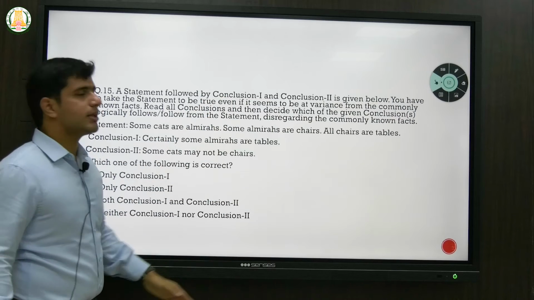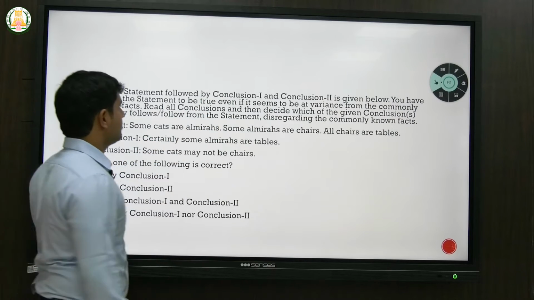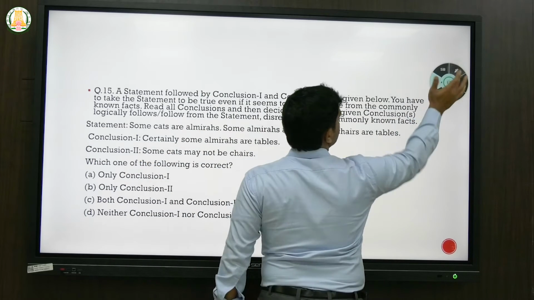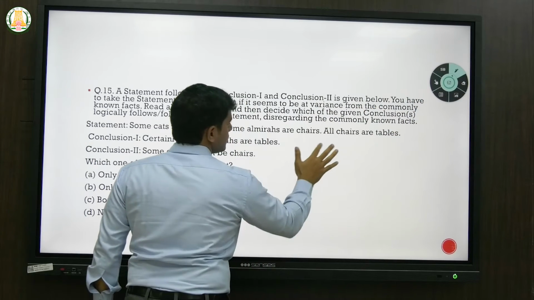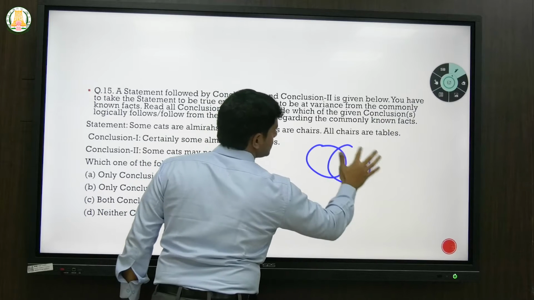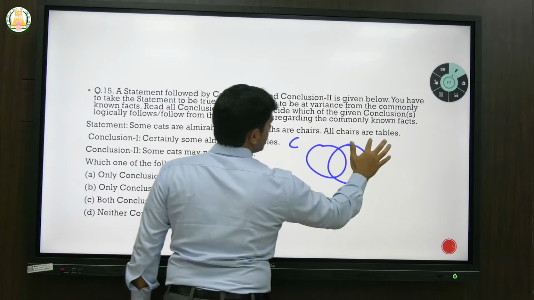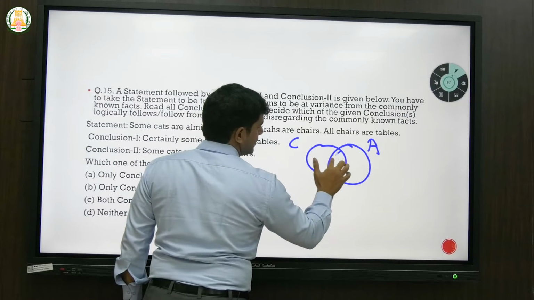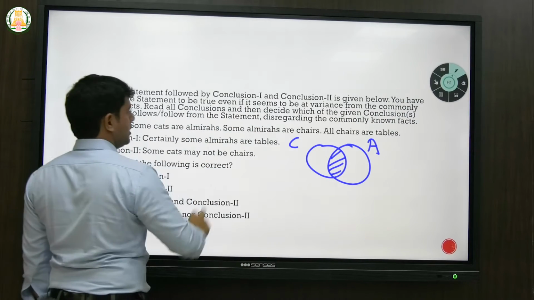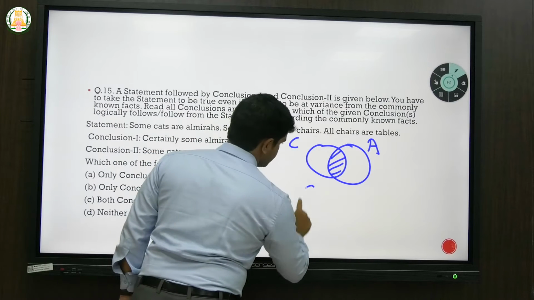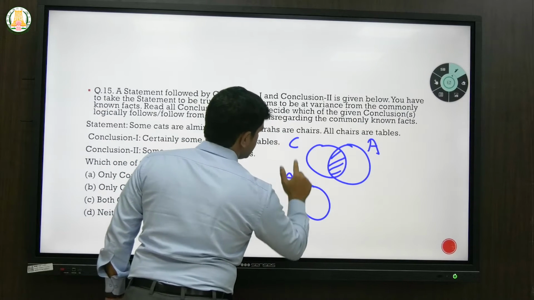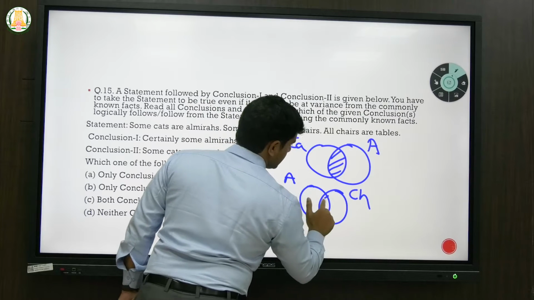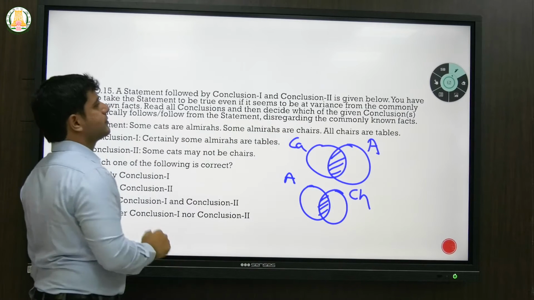How do you represent this in a mathematical form? Some cats are almiras. So again, as I said, you have to draw that Venn diagram. Try to do along with me. You will find it easier. Some cats are almiras. So cats and almiras have some common component. Some almiras are chairs. So there will be some common component.